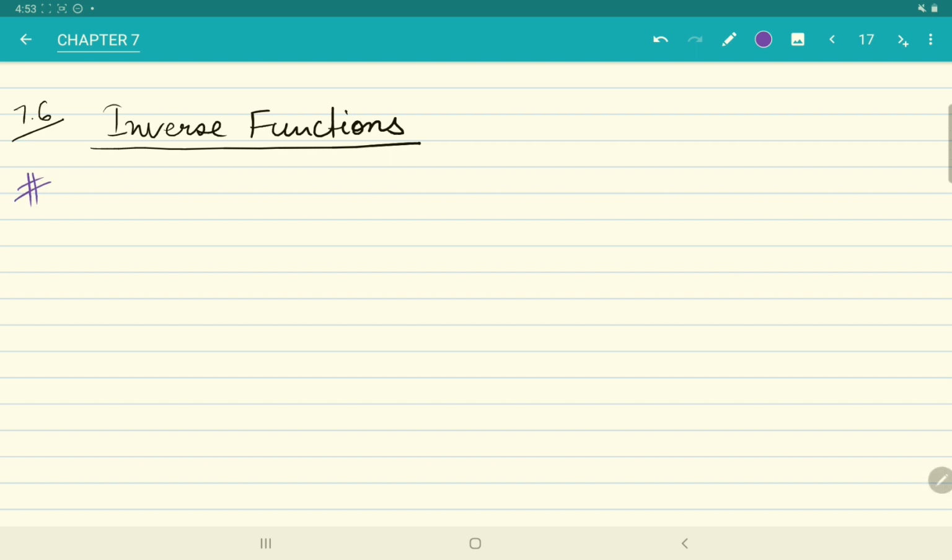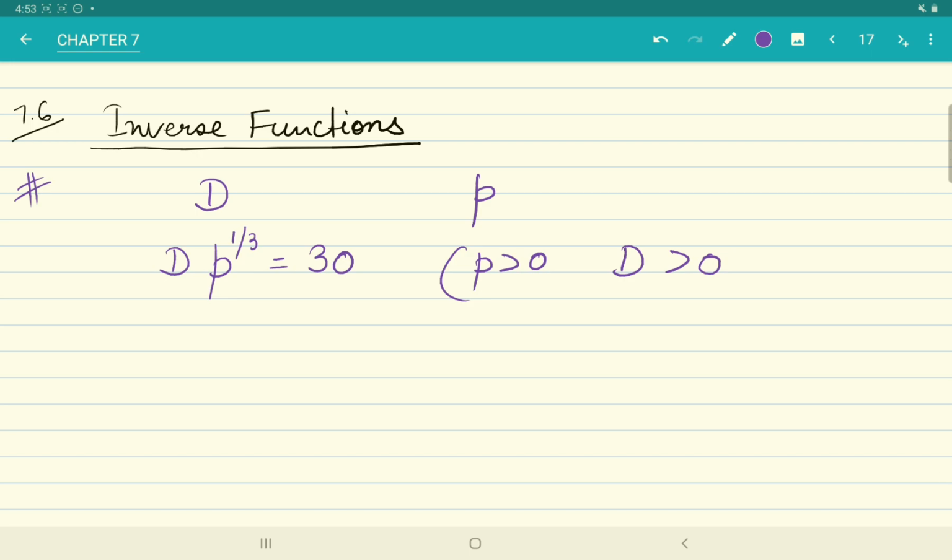Suppose that the demand quantity D for a particular commodity that depends on the price per unit P according to this equation: D P raised to the power 1/3 equals 30. And here P is obviously greater than 0, D is also greater than 0. Just understand here that we are concerned about the demand quantity D for a commodity and the price per unit P.